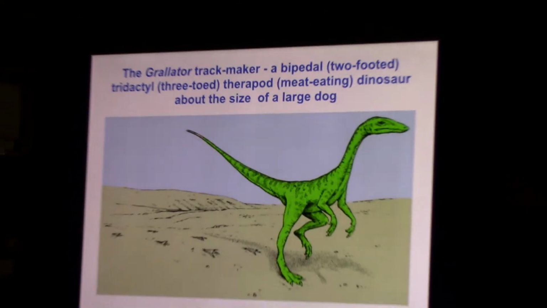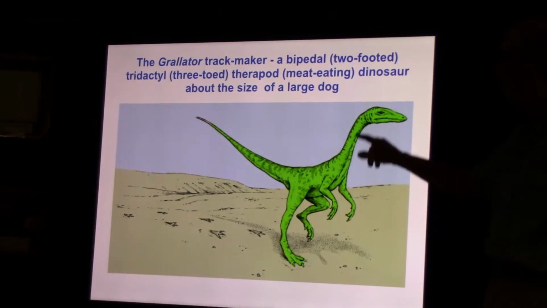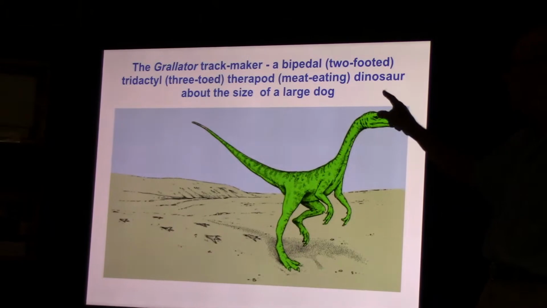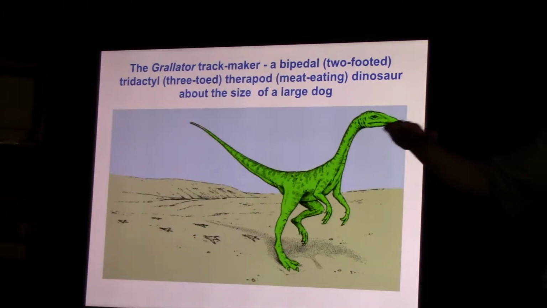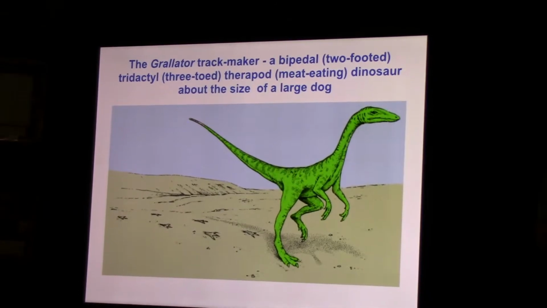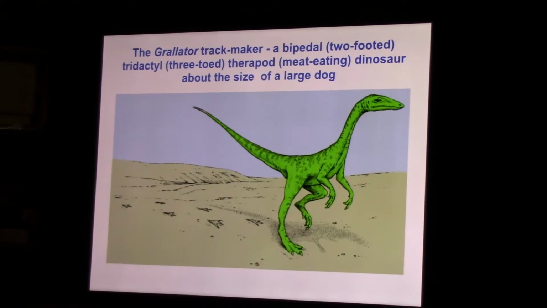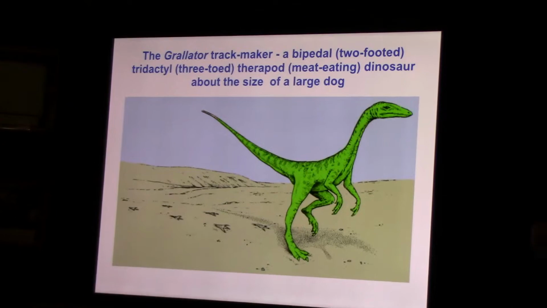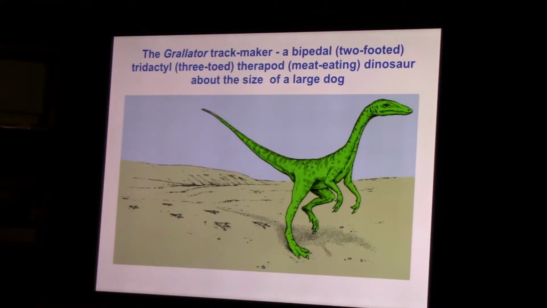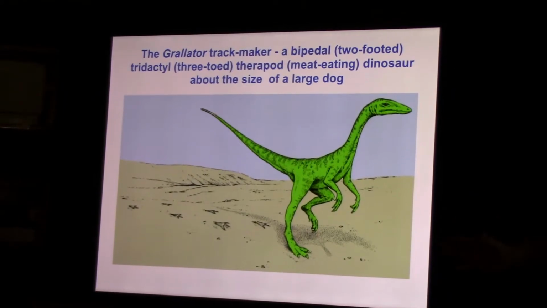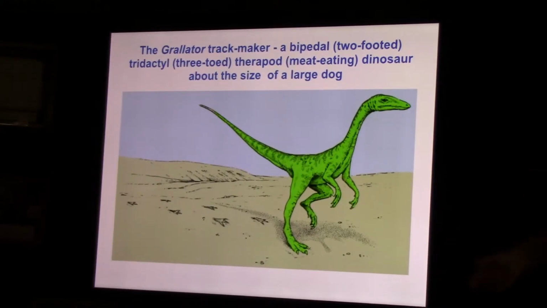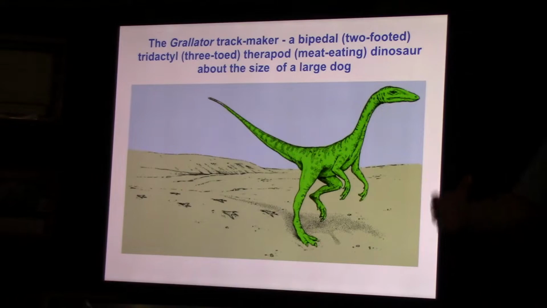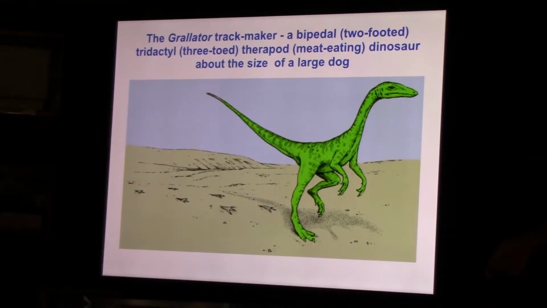So this is the Grallator, tridactyl, 3-toed, bipedal, 2-footed, theropod, a meat-eating dinosaur about the size of a large dog, about this big. Now, remember Jurassic Park? I didn't see the last one. I don't think the new one is out yet? I think that's coming. But in the last one, they were only this big, and they were chasing those kids, and the kids were hiding. Man, it was really scary. The little kids must have been terrified. So I don't know. Maybe if one of them came, you could probably handle it like a wild dog. But if they ganged up on you, I don't know.